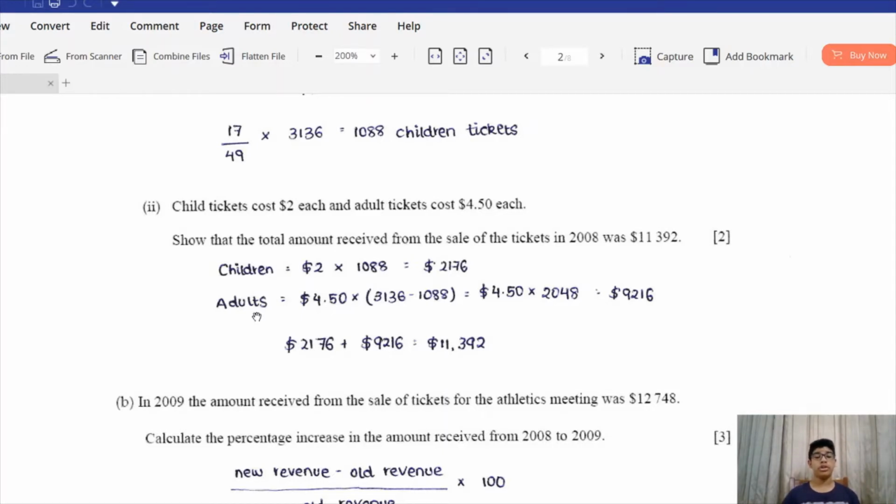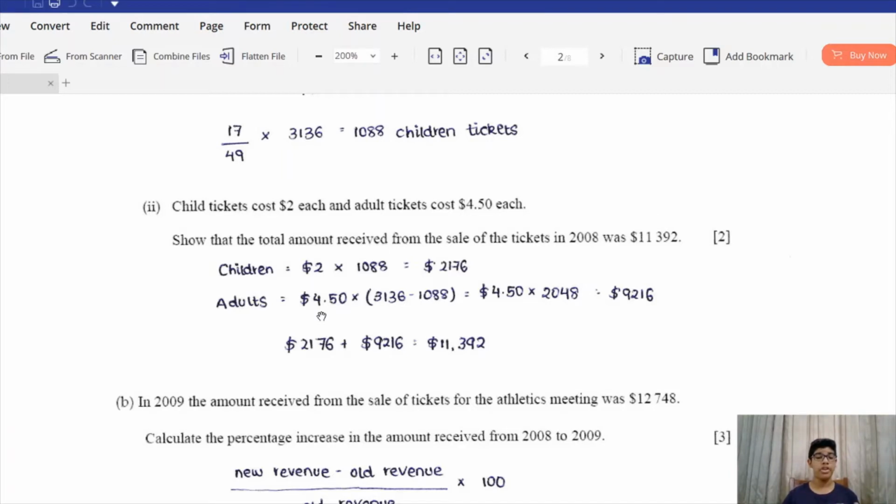So basically the revenue received from children tickets is the value per ticket, which is $2, multiplied by the number of tickets sold, which is 1,088. So 2 times 1,088 is $2,176. This is the revenue received from children. So how do we do it for adults?